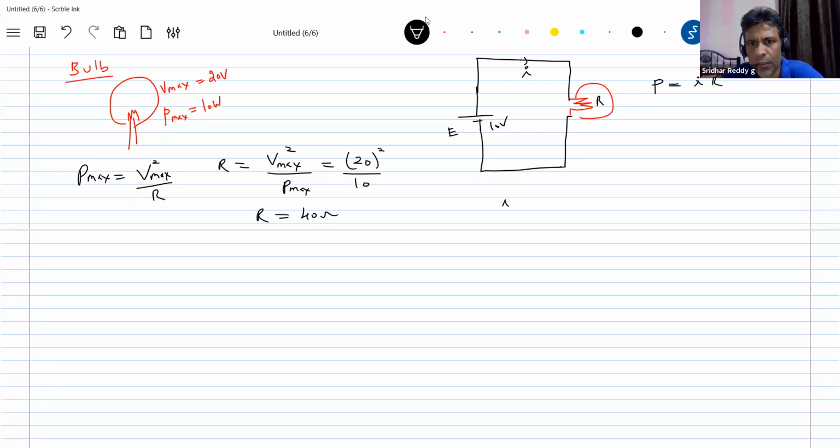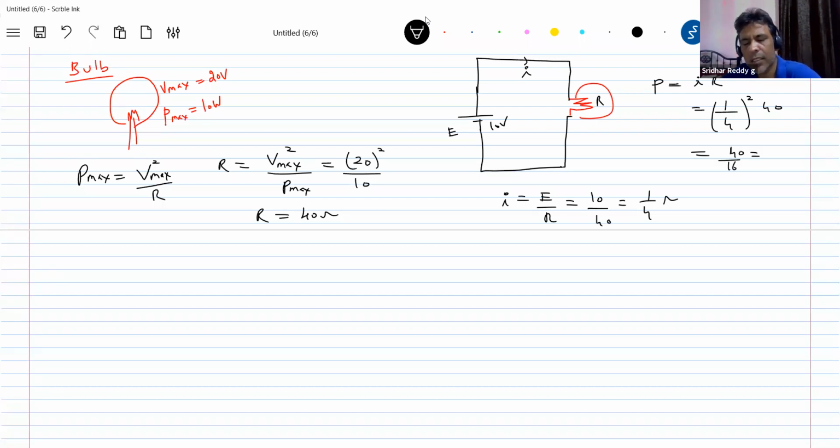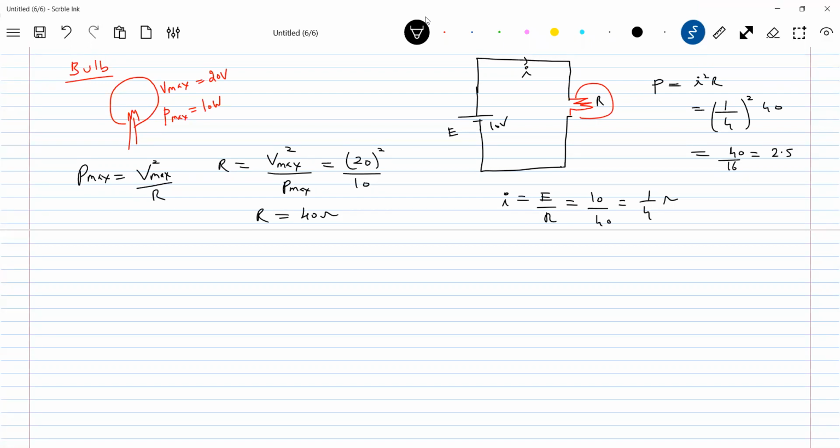So what is I equal to? E by R: 10 by 40, or 1 by 4 ampere. This will be 1 by 4 whole square, and the resistance of the bulb is 40. So 40 by 16, which is 10 by 4, 5 by 2, or 2.5 watt.